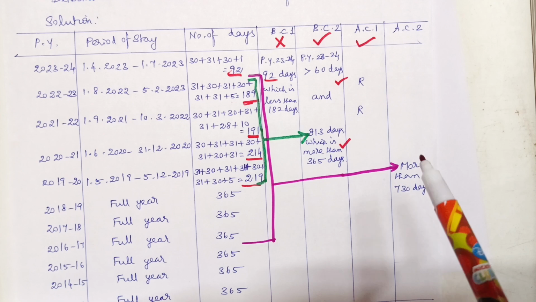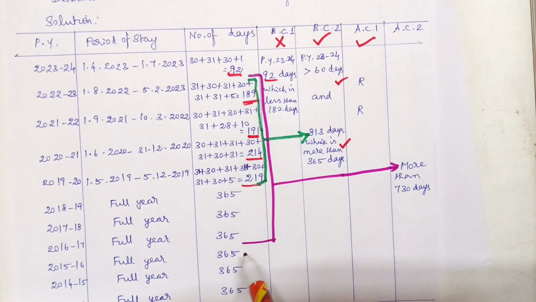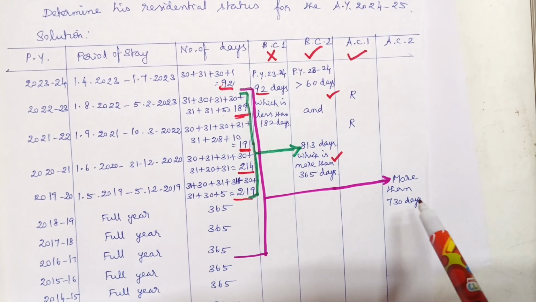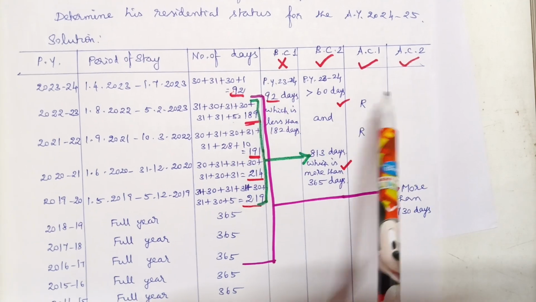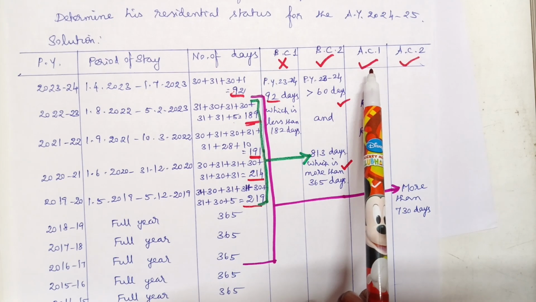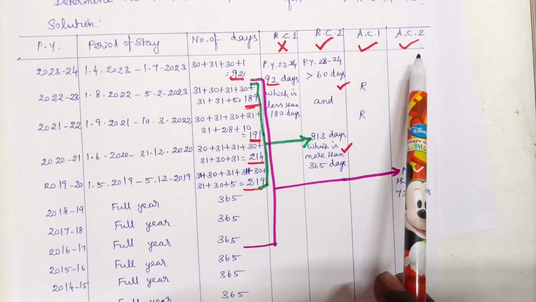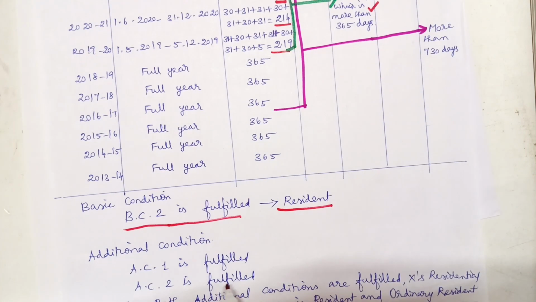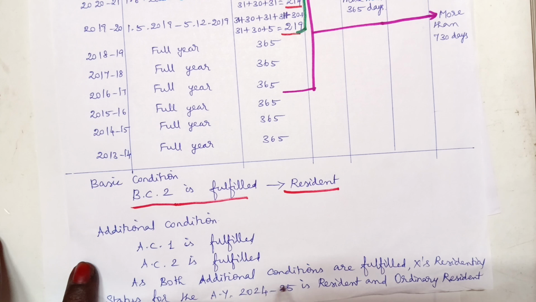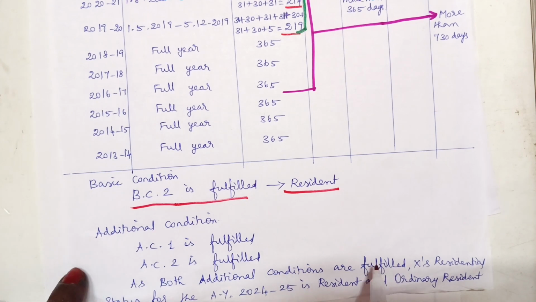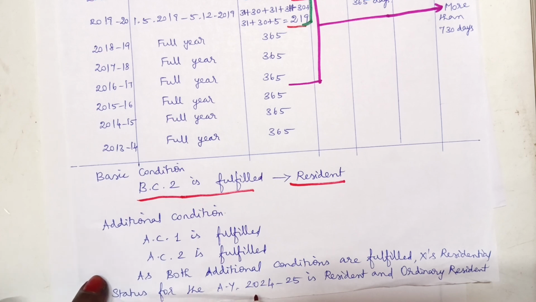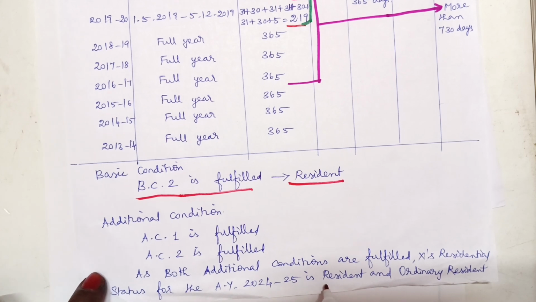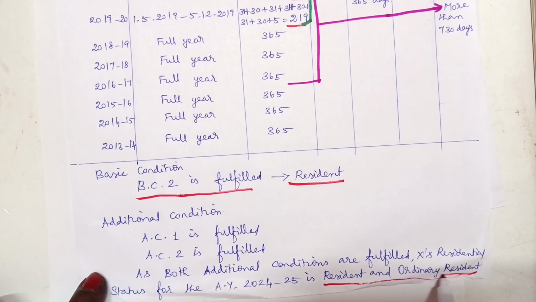So, as his period of stay during these 7 preceding previous years is more than 730 days, he is fulfilling additional condition number 2. So here in the given question, the assessee is fulfilling additional condition number 1 as well as additional condition number 2. So as both additional conditions are fulfilled by Mr. X, residential status for the assessment year 24 to 25 is resident and ordinary resident.